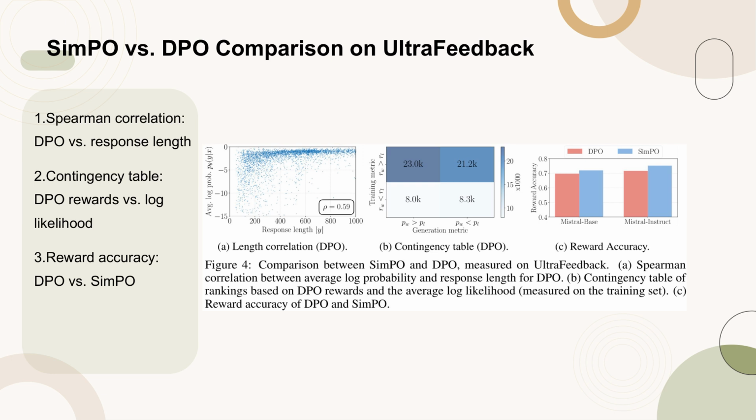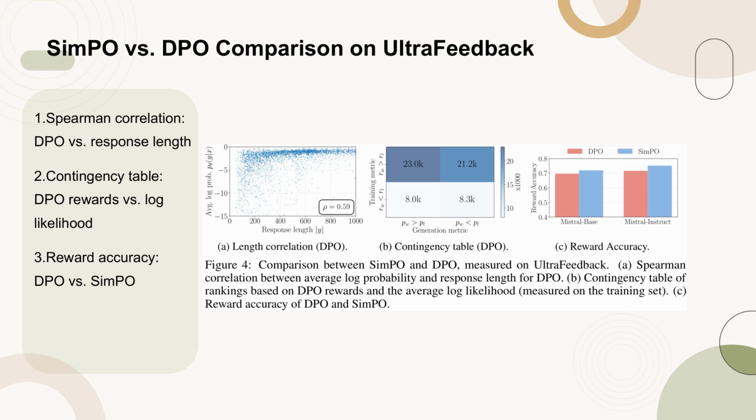Figure 4 presents a detailed comparison between SimPO and DPO, focusing on three key metrics measured on UltraFeedback. Part A illustrates the Spearman correlation between the average log probability and response length for DPO, highlighting its relationship with sequence generation. Part B shows a contingency table of rankings based on DPO rewards and the average log likelihood, providing insights into the reward distribution during training.